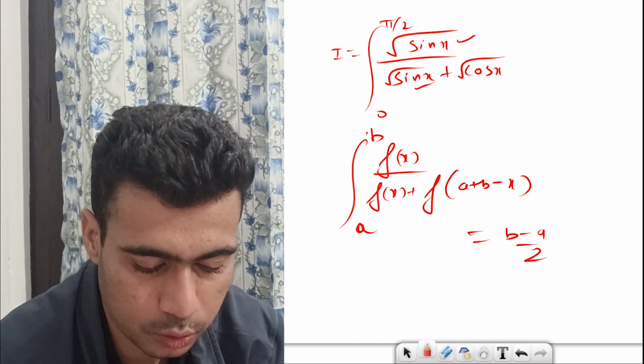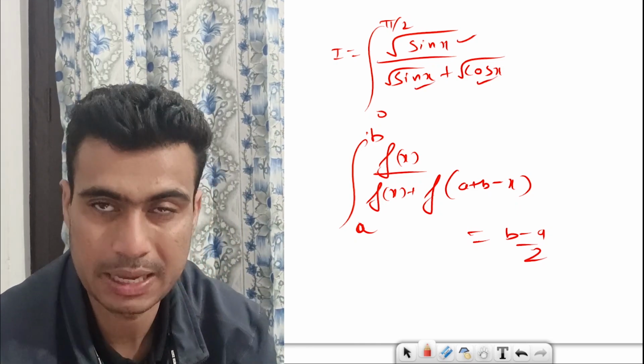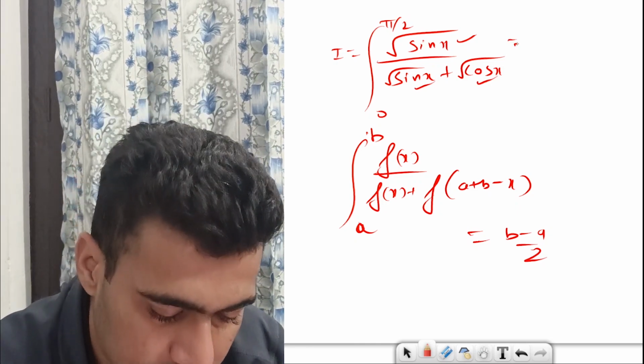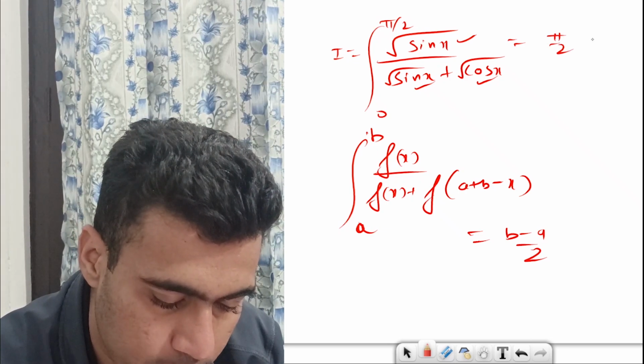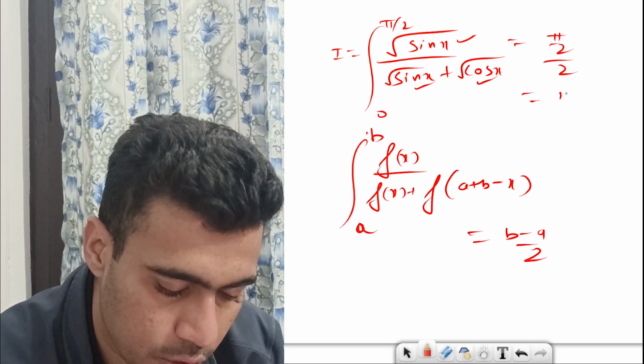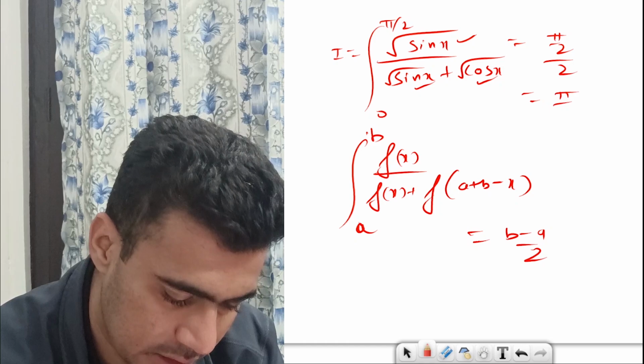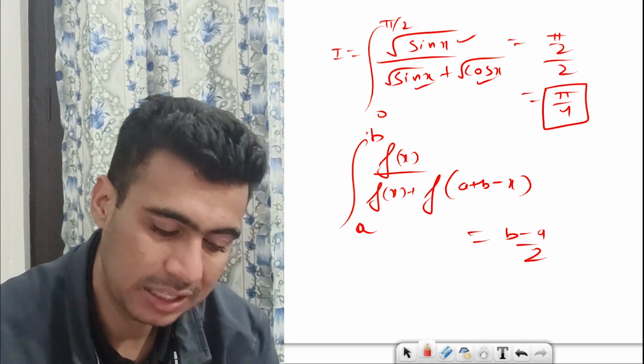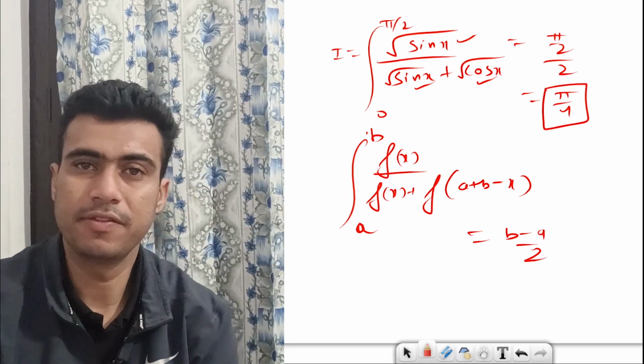So we have root sine x, that is a function, and then the function of a plus b minus x, that is root cos x. So this will be nothing but b minus a by 2, that is pi by 2 minus 0 by 2, which is equal to pi by 4. Okay, I think that's fine. So pi by 4 is your answer. Otherwise you can solve it the way we have solved earlier.